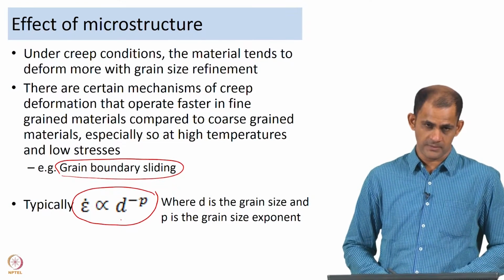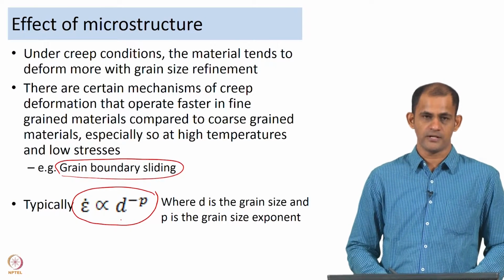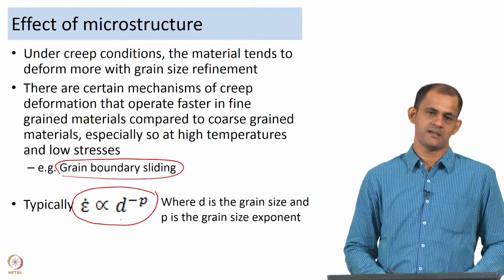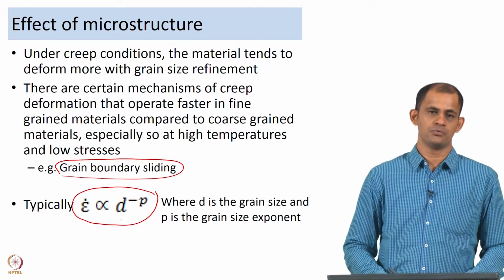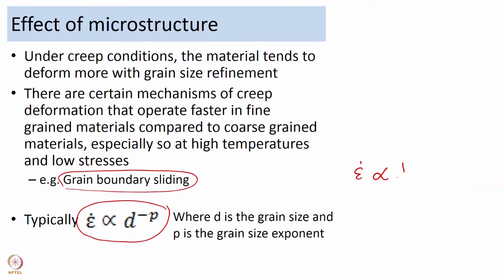By and large, the relationship between the strain rate of creep deformation and grain size can be described by the following equation. Epsilon dot is proportional to d to the power minus p, where d is the grain size and p is the grain size exponent. So, what this means is, epsilon dot is proportional to 1 by d to the power p. When you reduce the grain size, epsilon dot increases. The strain rate of deformation increases when the grain size is brought down.